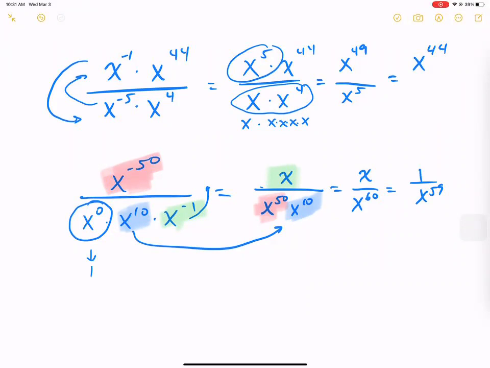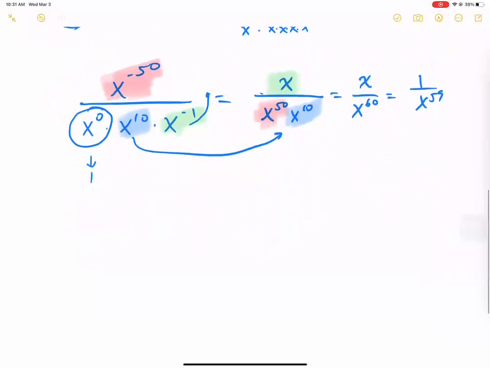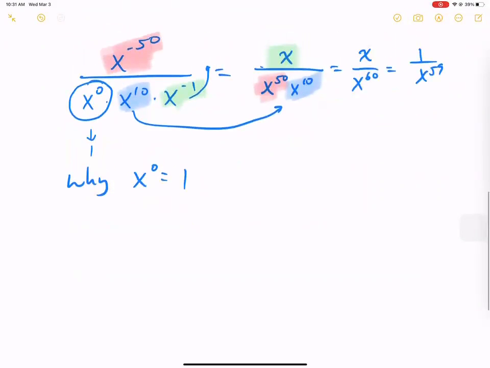Now, I want to go over the rule real quick. Why is x to the 0 power 1? If I tell you x squared divided by x squared, you would be okay to say x squared divided by x squared is equal to 1. It's x times x over x times x, and they would divide out to become 1, right?